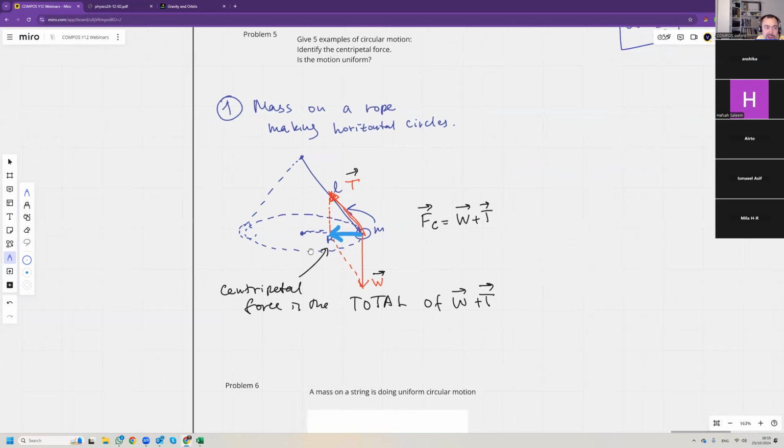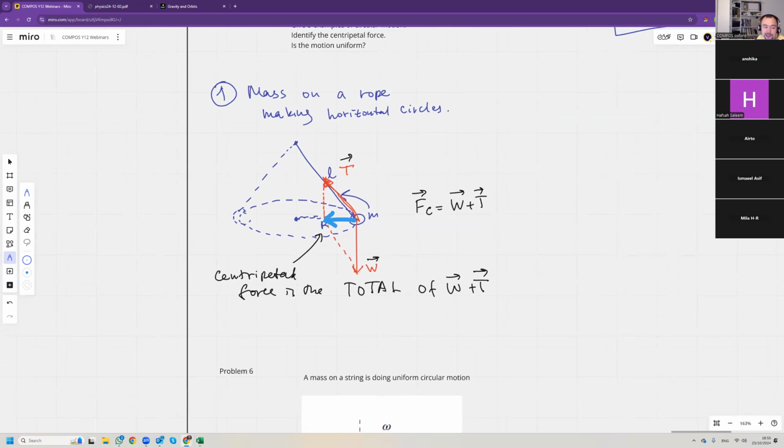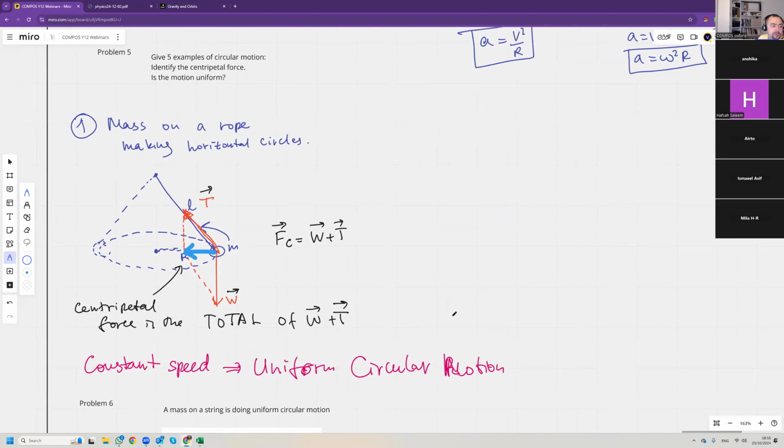Do you think this motion is uniform? Uniform means with a constant speed. Constant speed. Yes, it is. Therefore, uniform circular motion. Does that make sense?